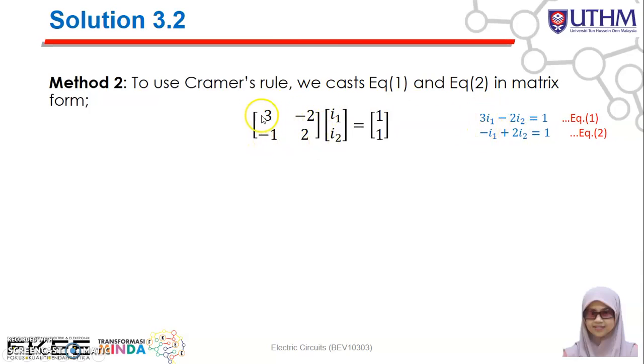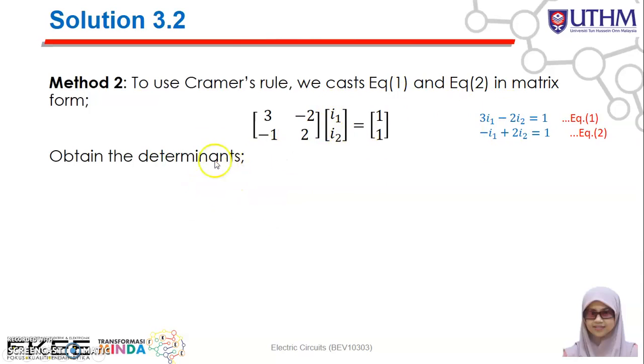See, here is 3, here is negative 2, here is negative 1 and here is 2. Okay, so this matrix is multiplied with I1 and I2. So here I1 and I2 is equal to, so this value is 1 and 1, so that's why the matrix here is equal to 1 and 1. Okay, so once you cast both equations in terms of the matrix form, you can solve it by using your own calculator, or you can use the Cramer rule.